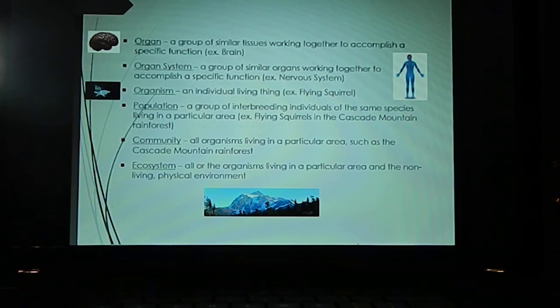So if you take a group of interbreeding individuals of the same species and they're living in a specific area, that's called a population.